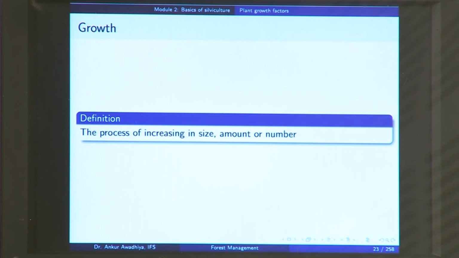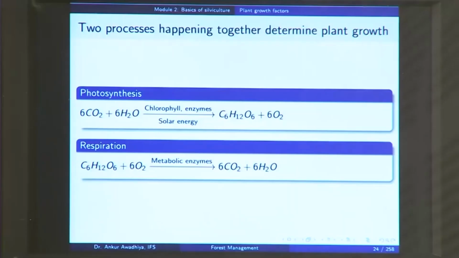of plants. Now, when we talk about the growth of plants, there are two processes that are occurring at all times, and the ratio of both of these processes determines whether the plants are growing or not. And these two processes are the processes of photosynthesis and respiration.